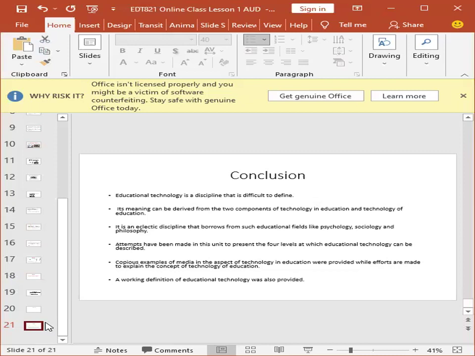Attempts have been made to present the four levels at which educational technology can be described. Examples of media in the aspect of technology in education were also provided, where efforts were made to explain the concept of technology of education. A working definition of educational technology was also provided.